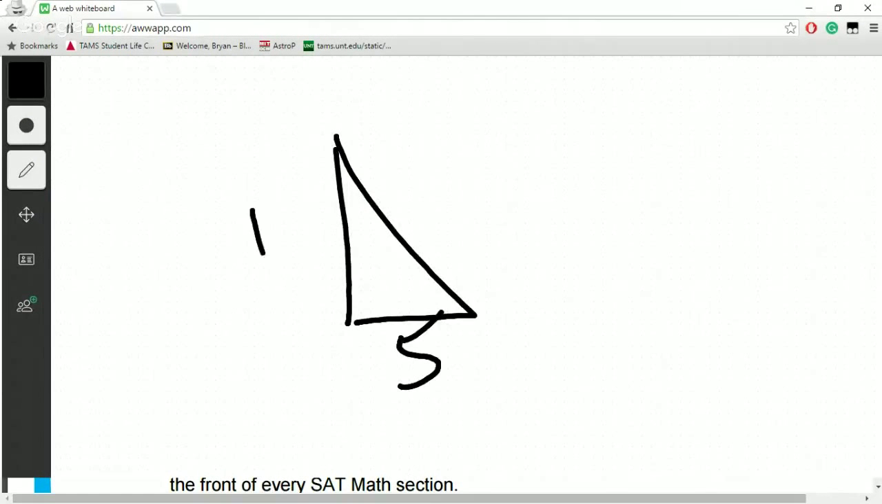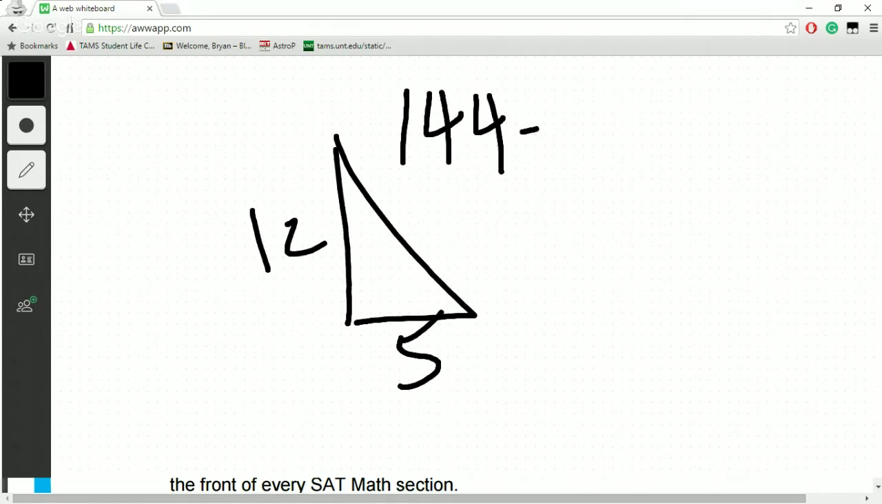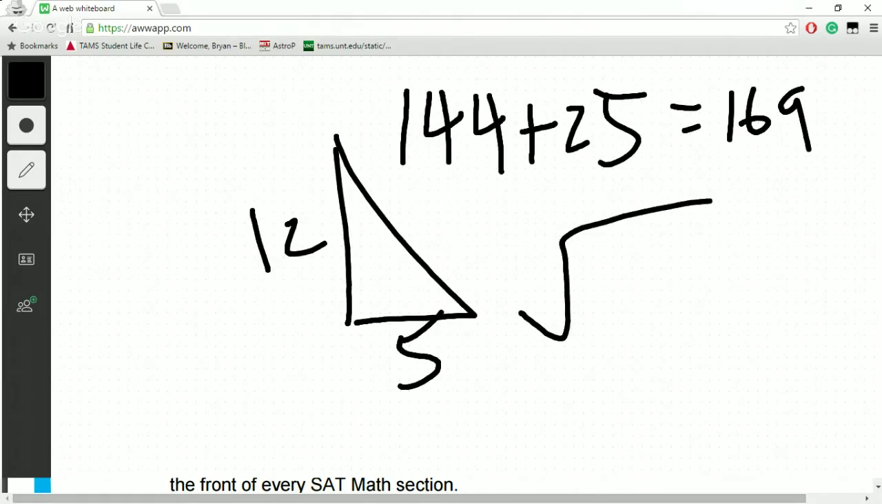So if we look at a 5, 12 triangle, for instance, and try to solve for the hypotenuse, we'll do 5 squared plus 12 squared, which is 25 plus 144, equals 169. And then the square root of 169 is 13.